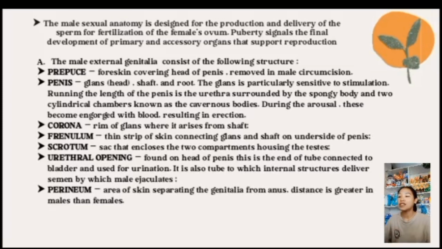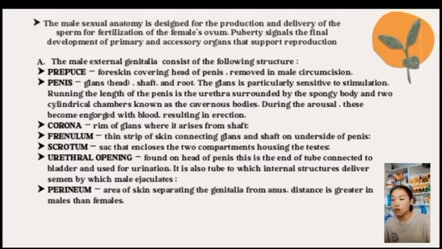So, next, corona, rim of glans, where it is a recess from the shaft. So, kanang corona, kapit lang yung ulo-ulo, mao na ang ginatawag. So, frenulum, thin strip of skin connecting glans and shaft on the underside of penis. So, kanang frenulum, kanang itong skin na nag-connect siya sa glans, diba, sa part sa kanang lalaki.